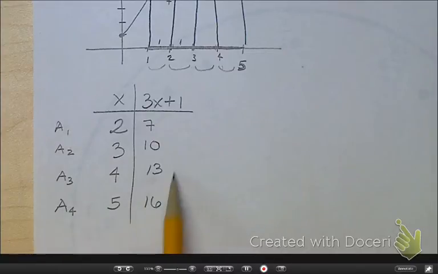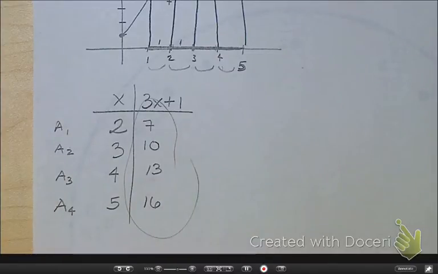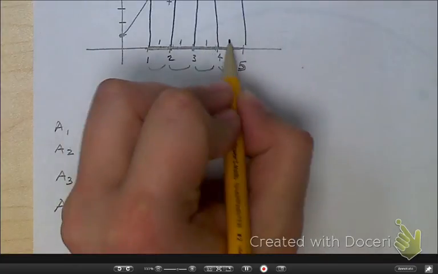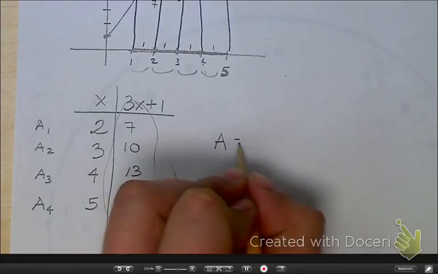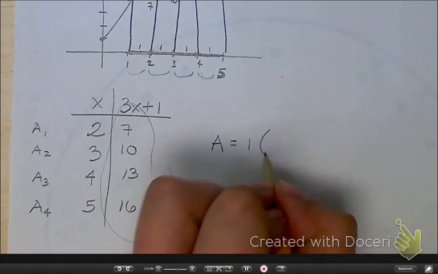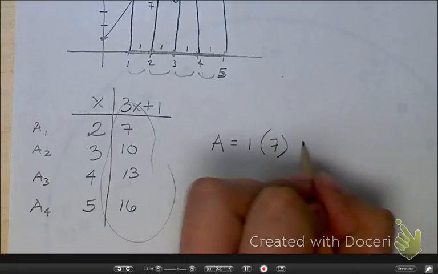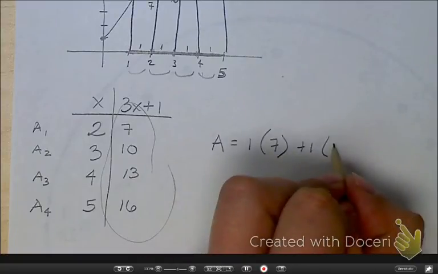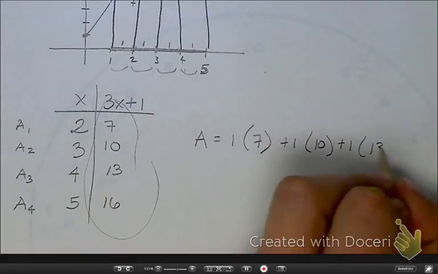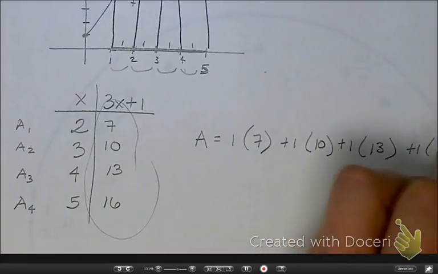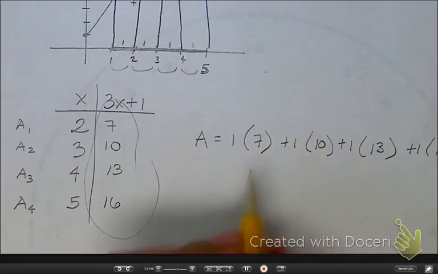So these are the heights of my rectangles, and I know that the base of each rectangle is 1. And so if I want to find the estimation of area, it would be base times height. That's A1, plus base times height, that's A2, plus base times height, that's A3, plus base times height. That's the last rectangle, A4.